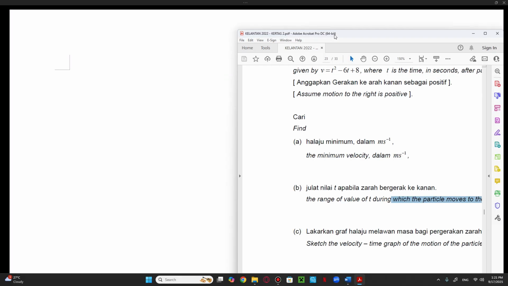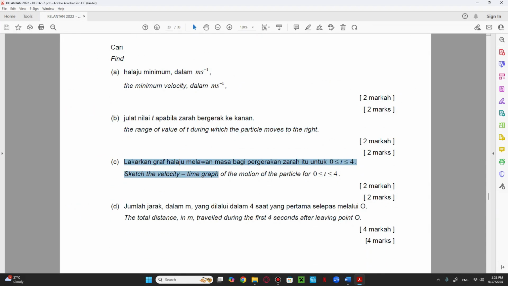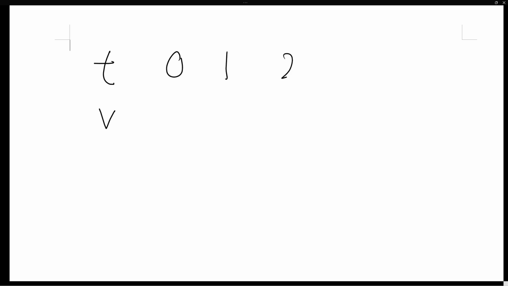Alright, now they ask you to sketch the velocity-time graph of the motion of the particle with this range. So you want to get 0 all the way to 4. So you need to draw a table first. You need to draw a jadwal. So let me draw a jadwal for you. So you need t from 0 to 4. So you draw a table with t and v, and then you write 0, 1, 2, 3, 4.